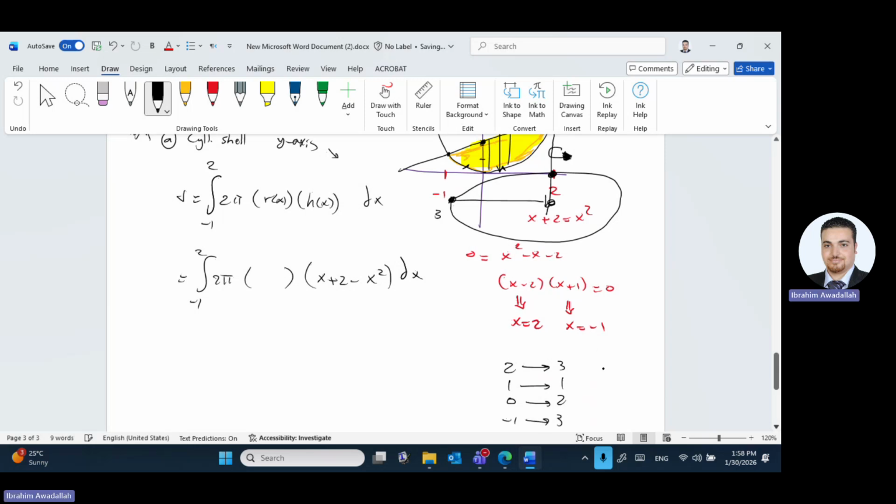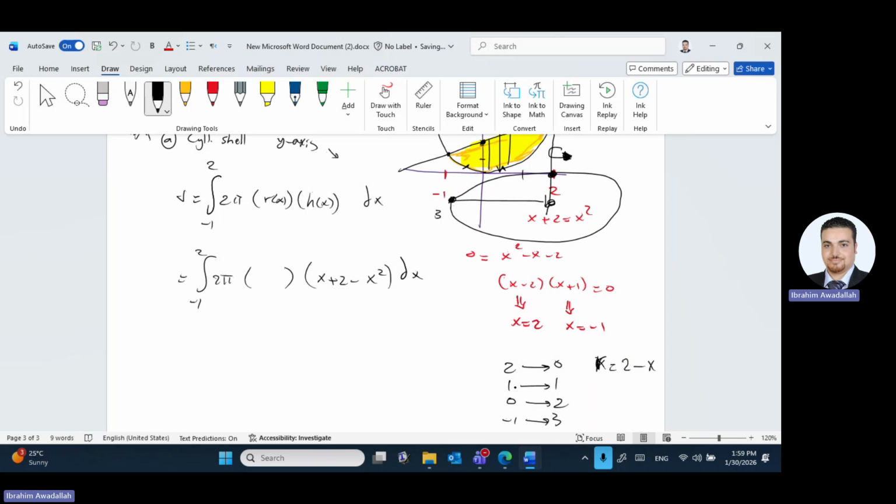What does this mean? Does this mean x plus 2? No. The 1 will give me 1. That means r equals 2 minus x. When I substitute 2, the answer should be 0, the radius 0. When I substitute 1, the answer will be 1. When I substitute 0, the answer will be 2. When I substitute -1, the answer will be 3. So I believe it's 2 minus x.